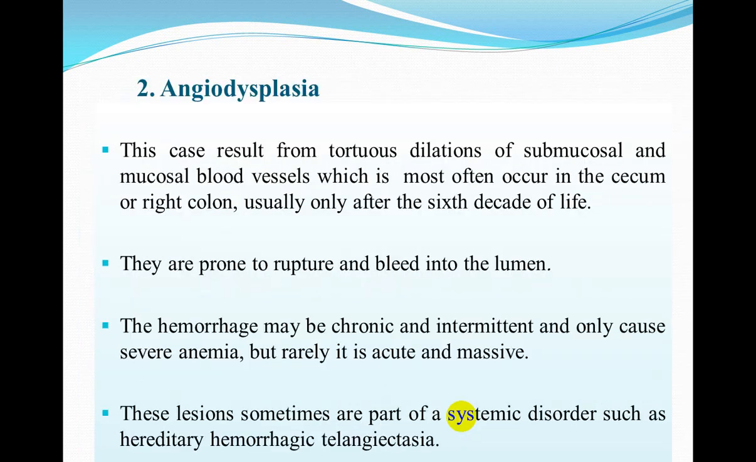حكينا عن كل هذولي. ندخل بالكيس الثانية اللي هي angiodysplasia. Angiodysplasia is a case resulting from tortuous dilation of the submucosal and the mucosal blood vessels, يعني area containing a dilated vasculature. هذا dilated vasculature will protrude into the lumen, okay. Mostly occur in the cecum and right colon, usually only after the 6th decade of life. They are prone to rupture.